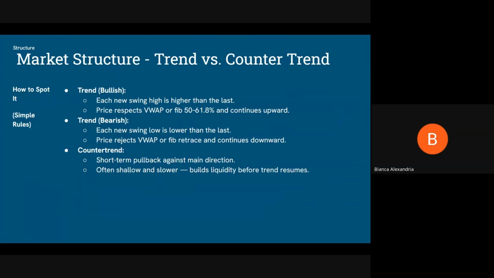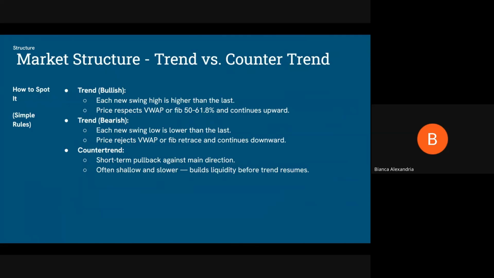And then the same is in the opposite. So every new swing low is lower than the last one. And it's just the same thing in reverse. So you're going to continuously have higher highs, higher lows for a bullish trend going up, or lower lows and lower highs for a bearish trend going down.